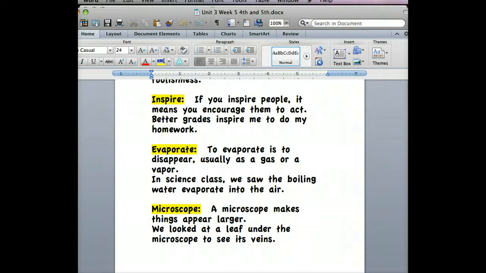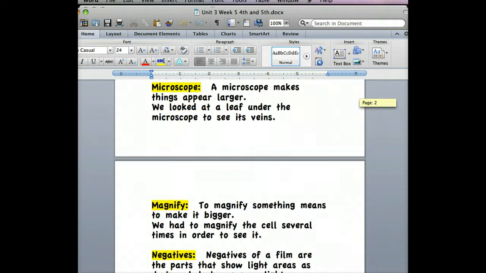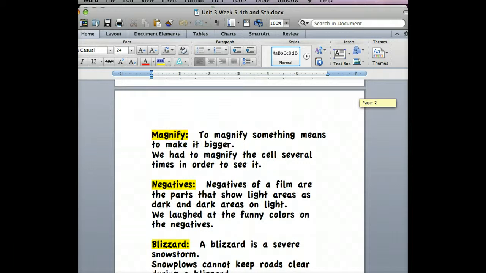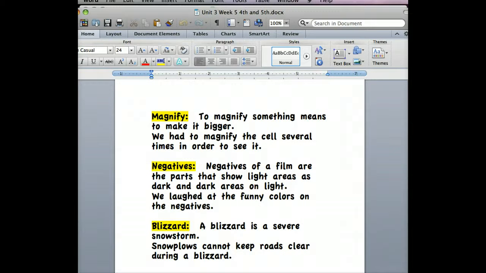Evaporate. To evaporate is to disappear, usually as a gas or a vapor. In science class, we saw the boiling water evaporate into the air. Microscope. A microscope makes things appear larger. We looked at a leaf under the microscope to see its veins. Magnify. To magnify something means to make it bigger. We had to magnify the cell several times in order to see it.